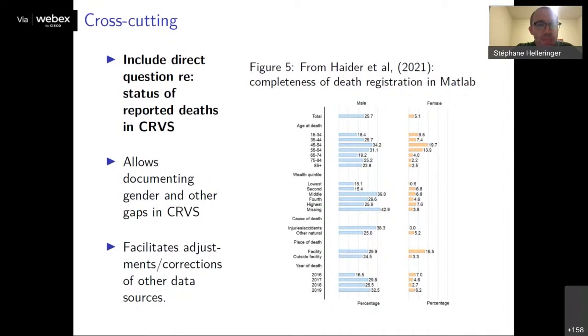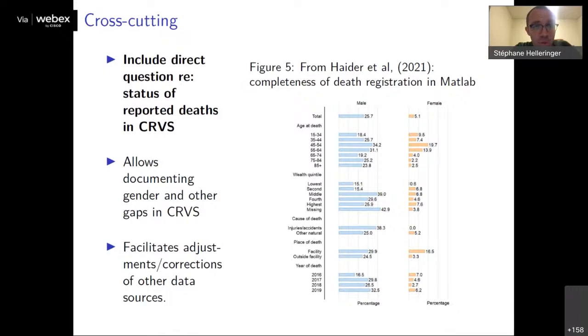So one other aspect that seems to cut across data sources on excess mortality would be also to include direct questions about the status of reported deaths in CRVS, so that we can evaluate how complete CRVS recording of deaths might have been in recent time periods, including during the pandemic. And that this might be later used to adjust mortality rates that can be estimated from CRVS data, or to triangulate data sources that are available.